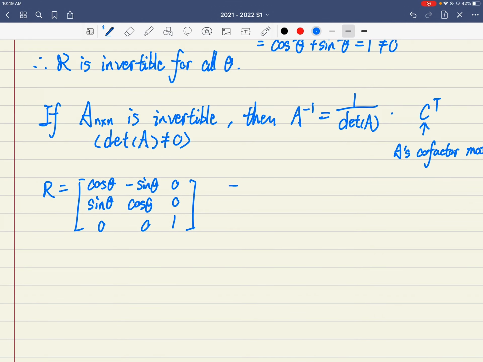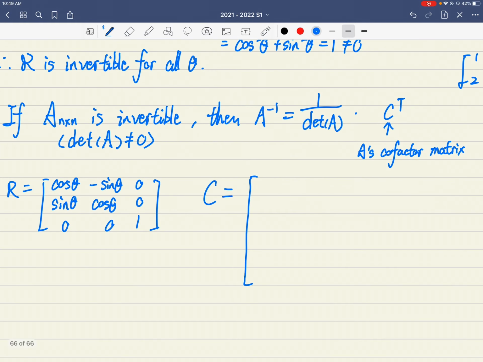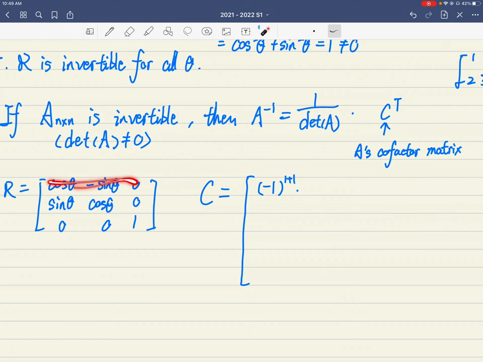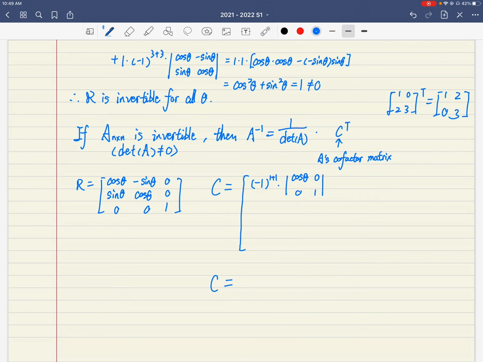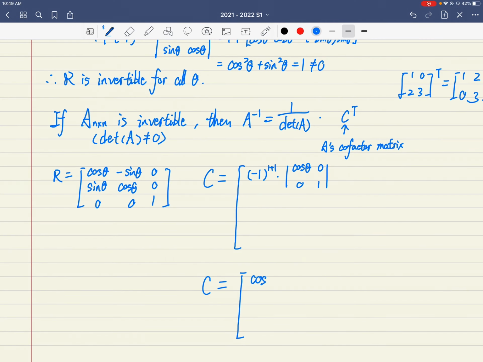So let's write everything down. It's going to be a 3 by 3 matrix. So the 1, 1 entry is -1 to the power of 1 plus 1, times, you delete the first row, you delete the first column, and take the determinant of what remains. Let's do it. Here it's going to be 1. This part is cosine times 1 minus 0 times 0. So the result is just cosine. So here the first entry is just cosine.